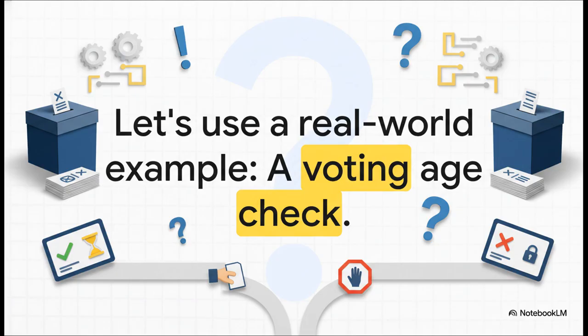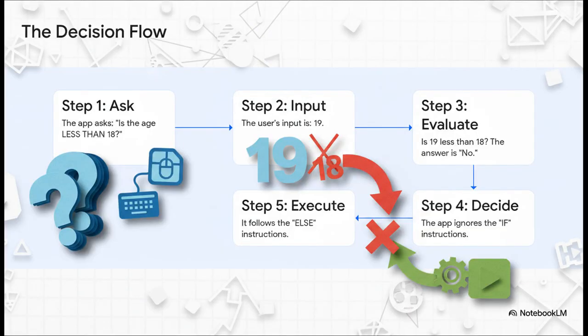Okay, let's make this real. A perfect example? Checking if you're old enough to vote. The program starts by asking a question. Is the person's age under 18? Now let's say someone puts in their age is 19. So, is 19 less than 18? Well, obviously the answer is no, and that's key. The app now skips the if path and jumps to the else instructions.